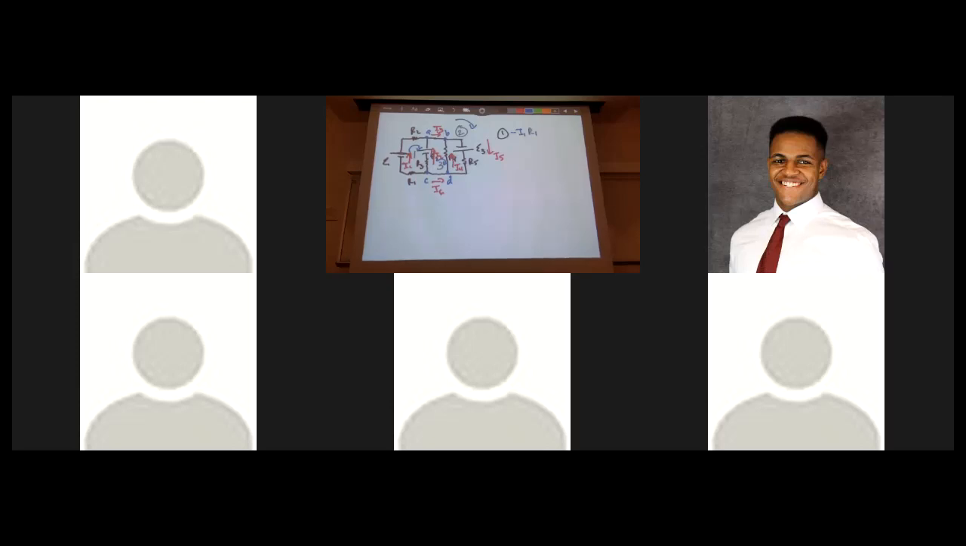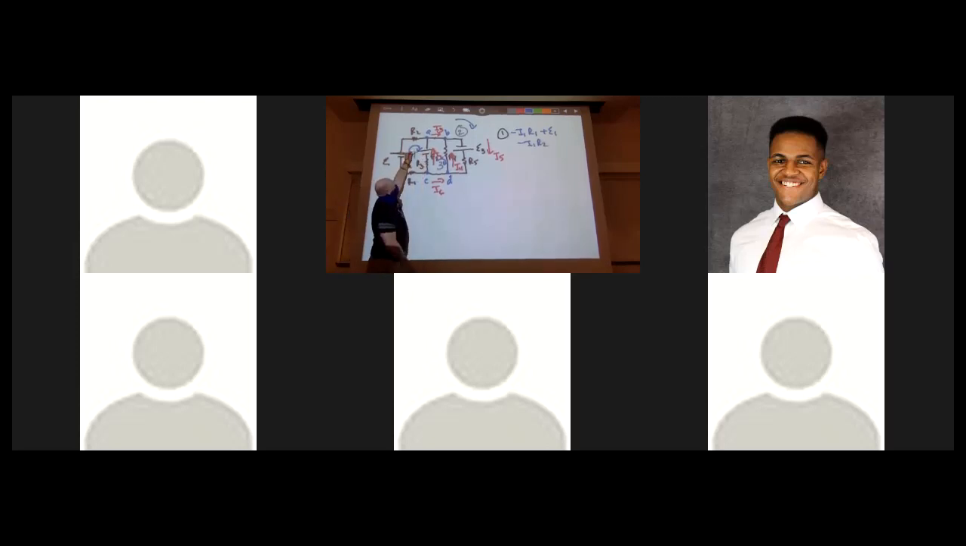I'm going to go across the battery from negative to positive. So is that positive or negative? Positive, E1. I'm going to go through R2 in the same direction as the current, so that's another minus I1R2. Now I'm going to hit junction A. I'm going to go down through the center.